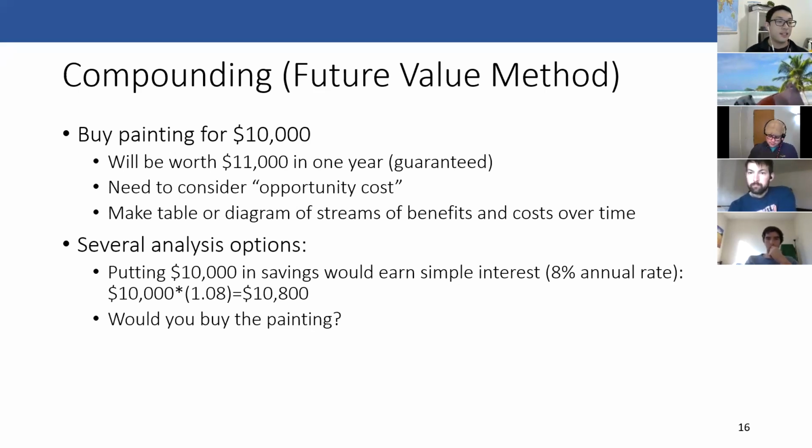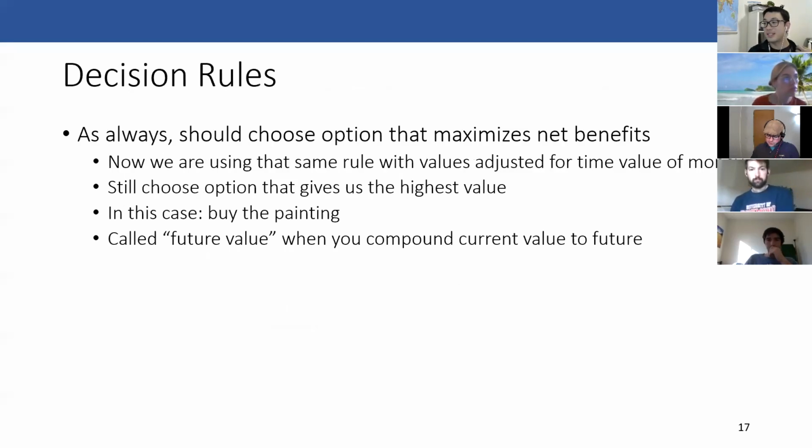Let's say if you were to put the $10,000 in savings, you could earn a simple interest of 8%. The question is, would you buy that painting? If these were your only two options, then it would make sense to buy the painting, because what you're going to make back from that opportunity is greater than your alternative opportunity. The answer to this particular problem is maybe intuitively obvious, but the principle behind it is that you should always choose the option that maximizes net benefits. Make sure that you are using values adjusted to the same time value of money.